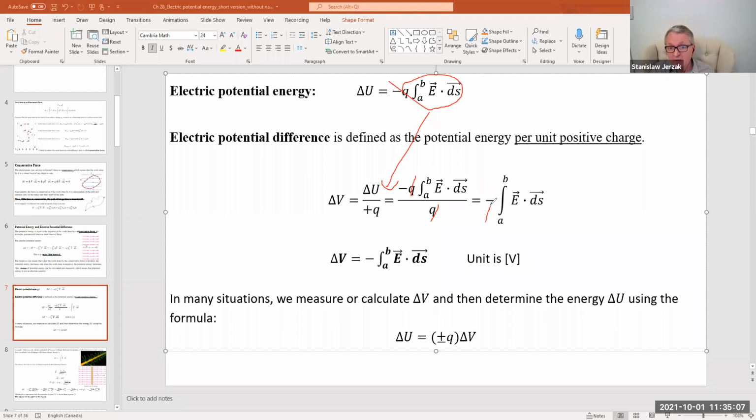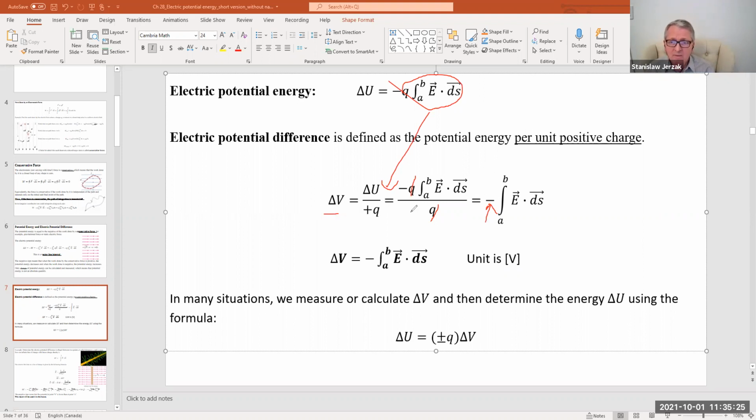That negative sign must be there because delta V, the electric potential difference, can be positive or negative. So the potential can increase or decrease, and the negative sign will guarantee that our calculations of delta V are correct.